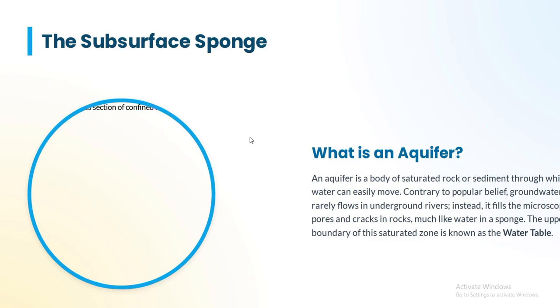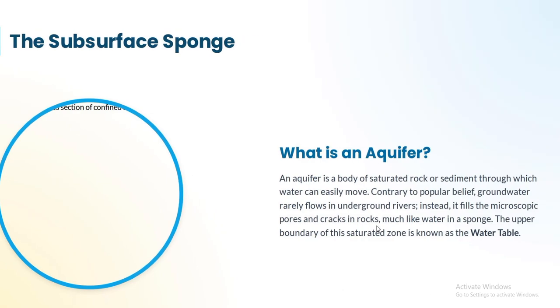Okay, so we're gonna talk about an aquifer. An aquifer is a body of saturated rock or sediment through which water can move easily. Contrary to popular belief, groundwater rarely flows in underground rivers. Instead, it fills the microscopic pores and cracks in rocks, much like water in a sponge. The upper boundary of the saturated zone is known as the water table.